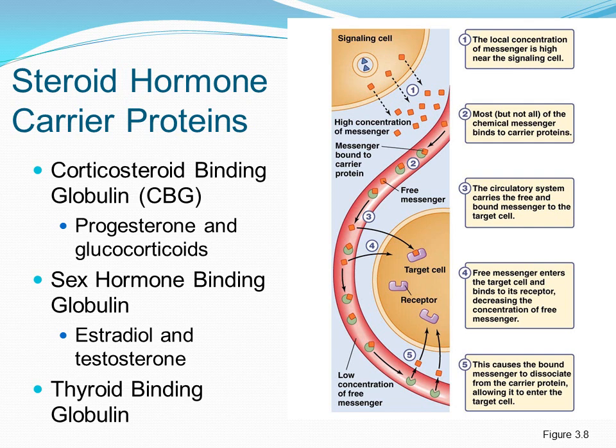So the diagram does a really good job of showing this. Most of it's going to be bound to carrier protein, but some of it will be free, and when you reach that target tissue, the free messengers will automatically cross, meaning the free hormones that aren't bound will cross into that tissue and go to the target cell, whereas that shifting in the concentration of the free messengers in the blood causes more of the hormones to be released, and that allows for further activation of the receptors.